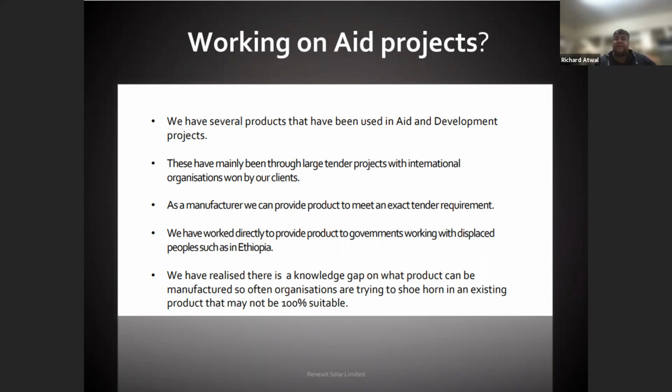And it was really a case of shoehorning product into that market just to help the market. And it didn't really work. The product wasn't efficient for that marketplace. To give you an idea, it was things like, how do you hang a panel in a camp when all you've got is a tent and there's nowhere solid to hang the panel?